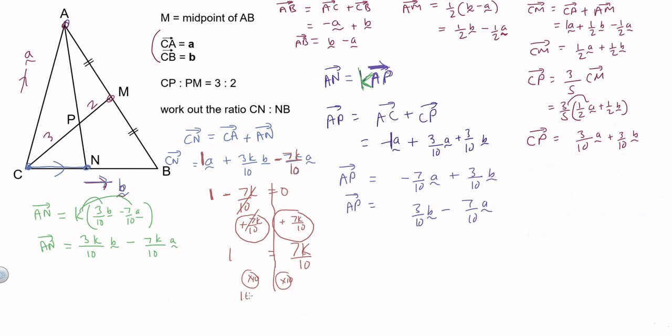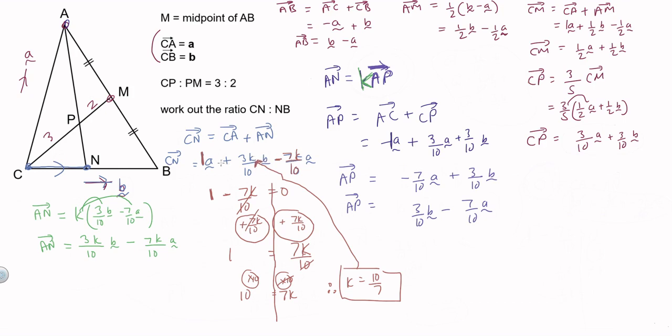One times 10 is 10. These cancel, you're just left with 7k. So therefore, k is equal to 10 over 7. What I'm going to do now is substitute this k into here, into just this value of k.